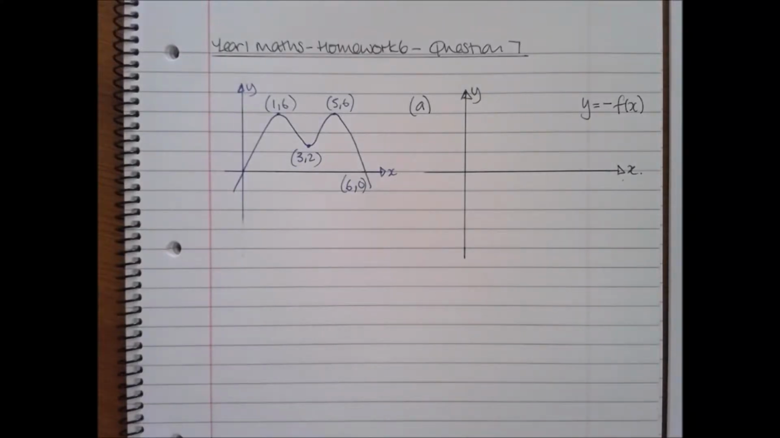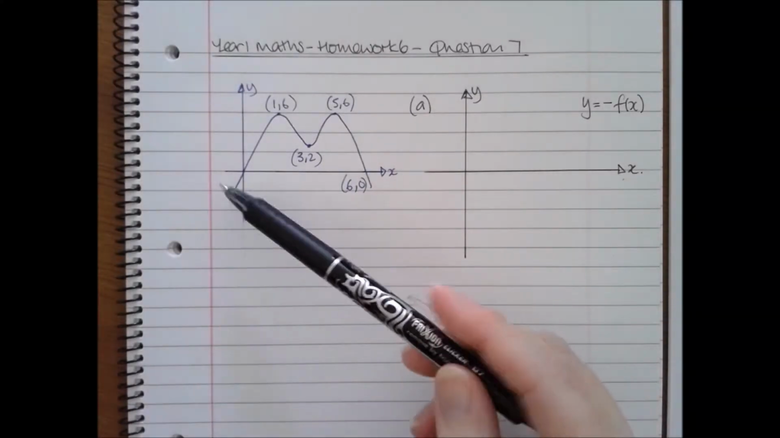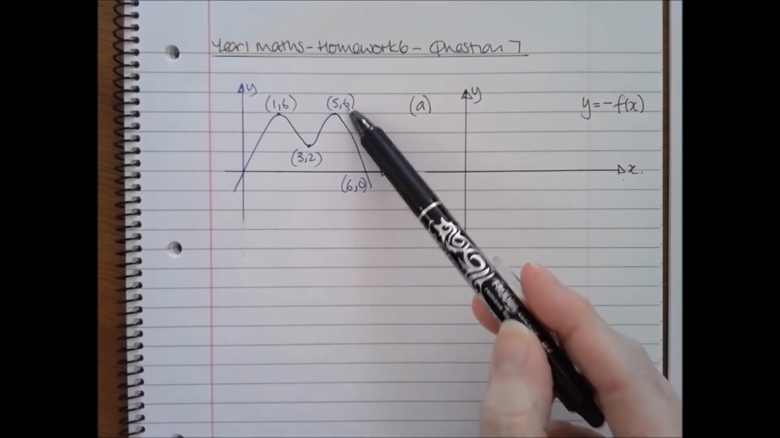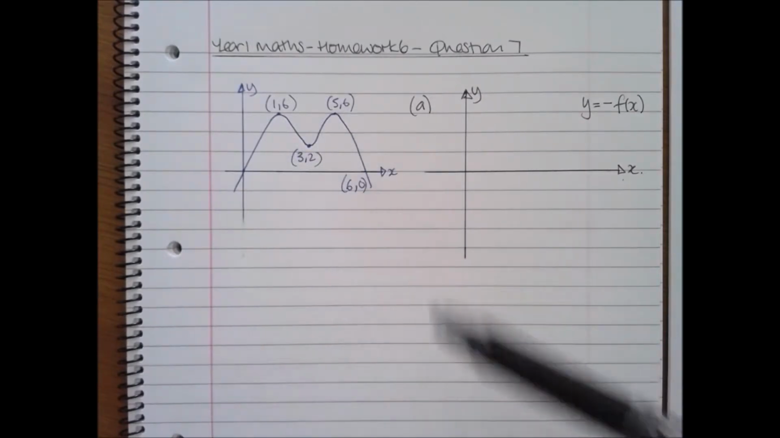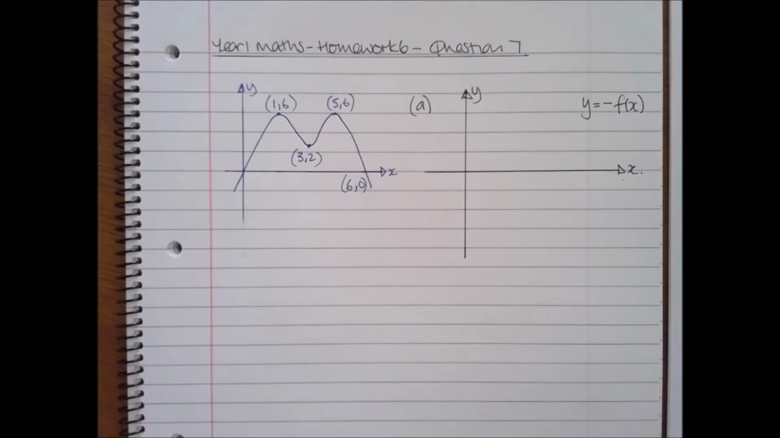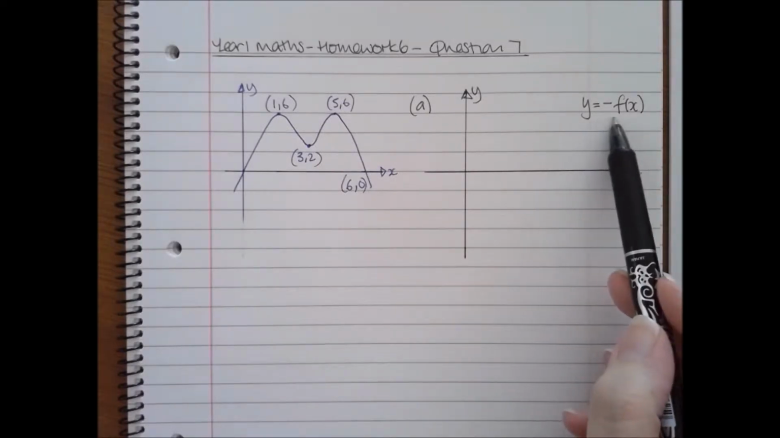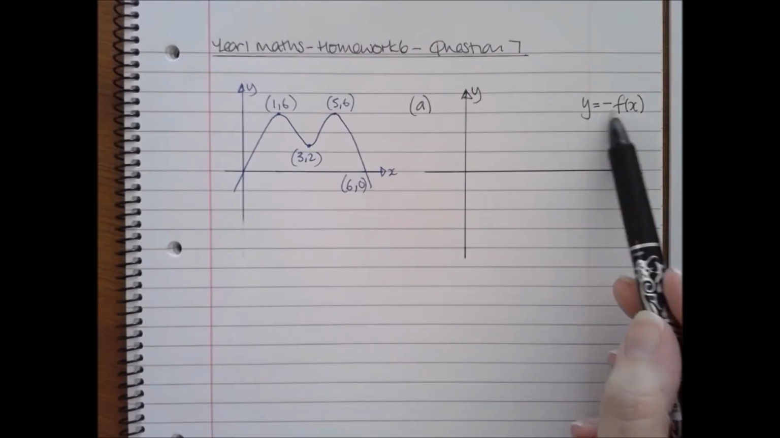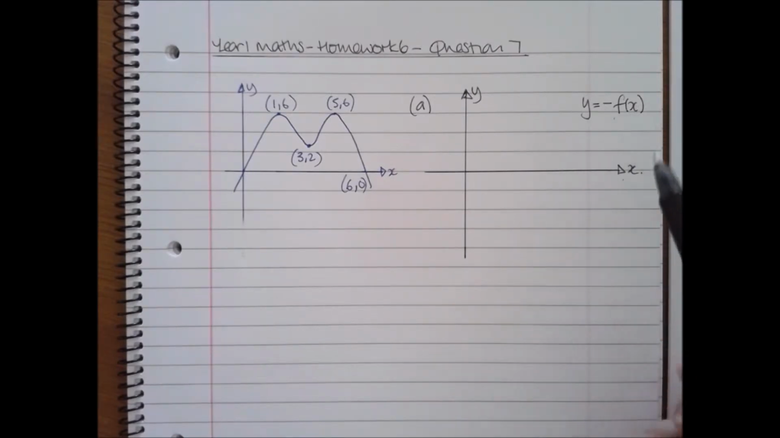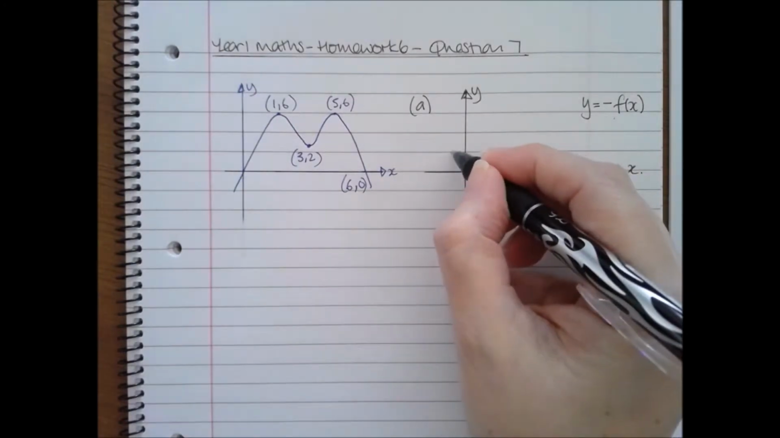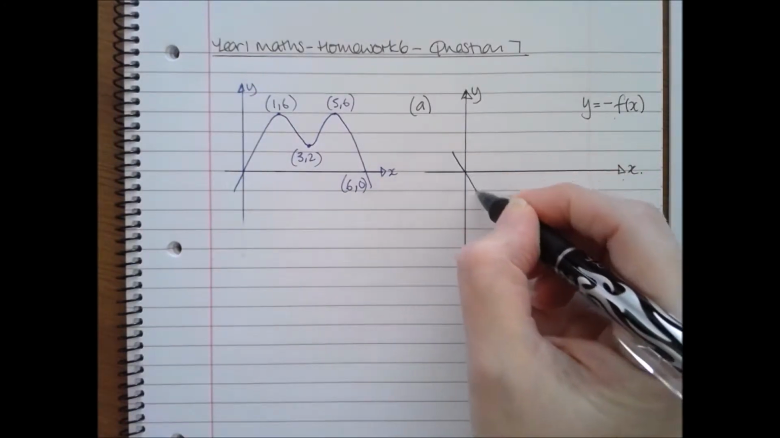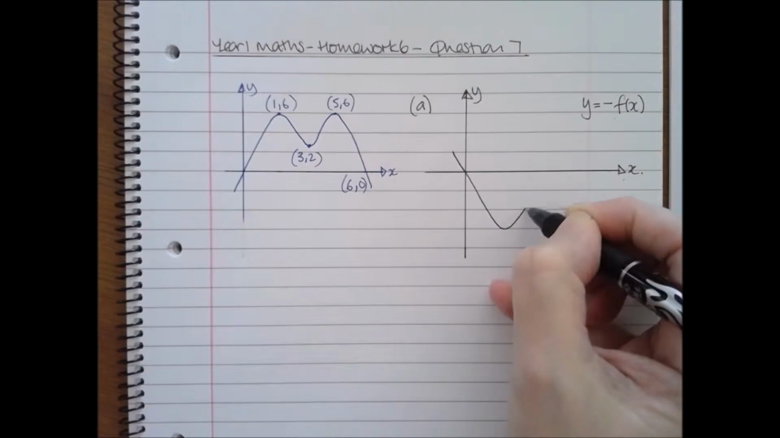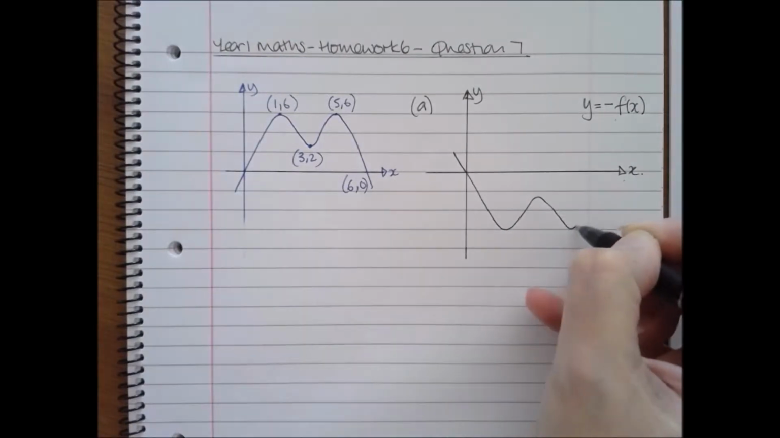Homework 6 question 7 then gives us this curve with these coordinates marked, and part A asks us to sketch the curve under the transformation y equals minus f of x. So if we're making the whole function negative, then that's going to be a reflection in the x-axis. So the curve is going to do something like this.